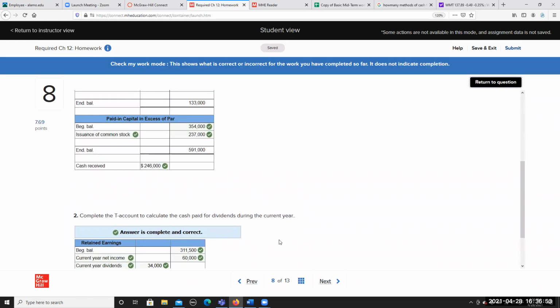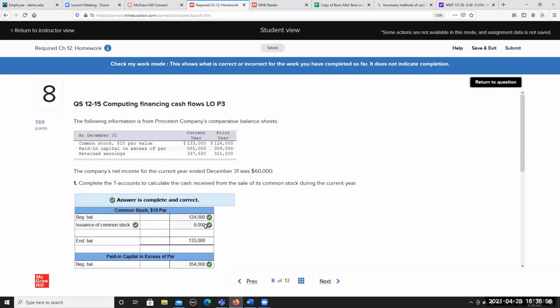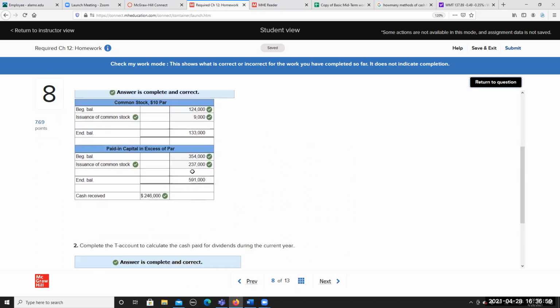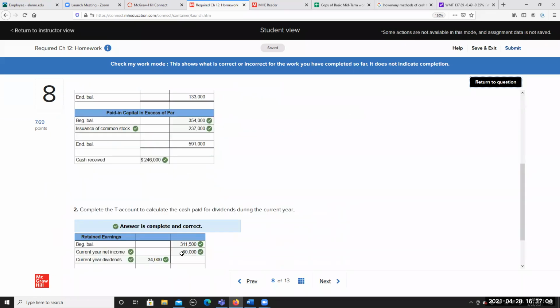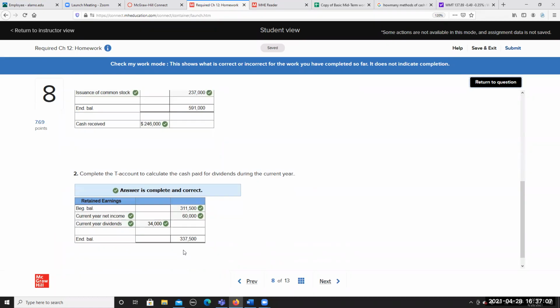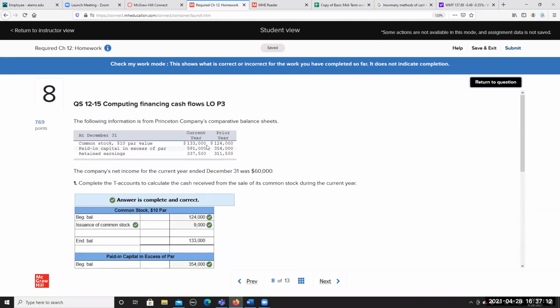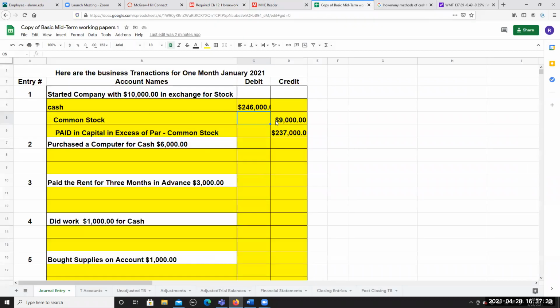All right, fair enough. So again, put in what you know. Beginning balance 124, beginning balance 354, beginning balance 311. Of course, net income makes retained earnings go up. But then to find your number, it doesn't tell you the dividends, but they make it go down with a debit. Over here, if the common stock went up by that much and paid in capital went up by this much combined, that's the cash. Because remember from the journal entry, common stock plus paid in capital equals the cash you received. Okay. All right. Let's try another one.